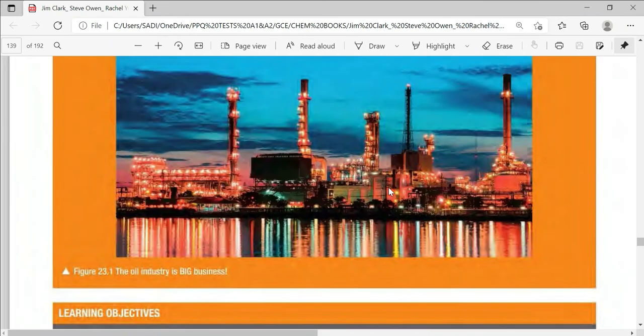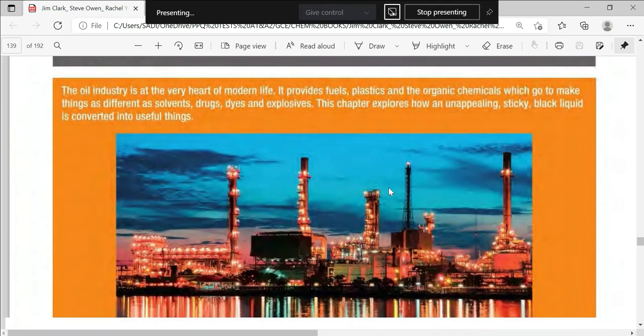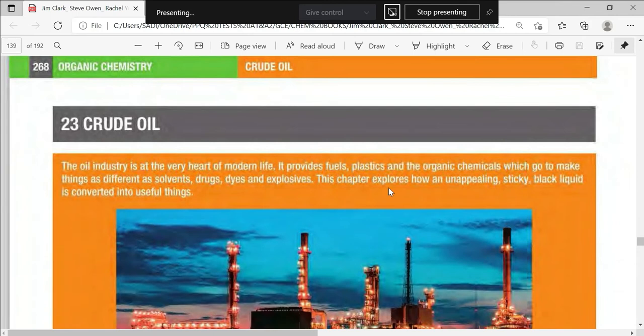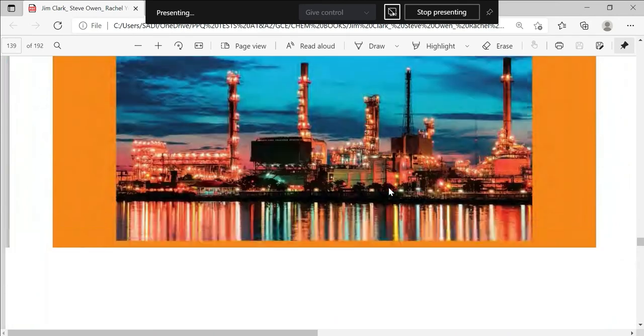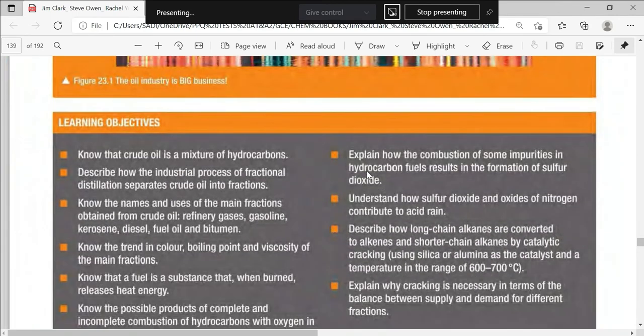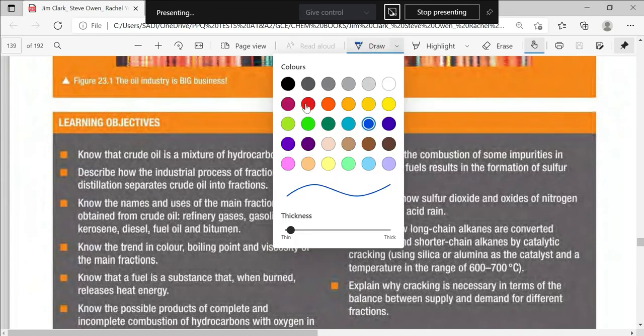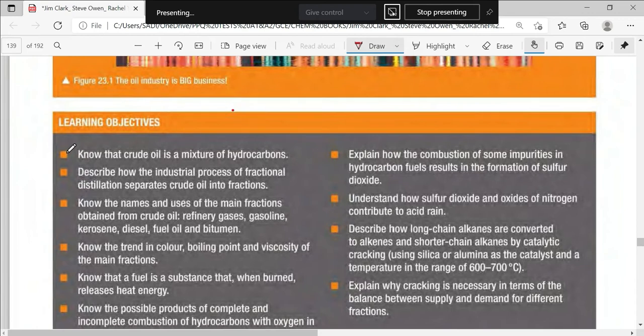That's from your book, Crude Oil, page number 268. What are our objectives for today's lesson? Number one, to know that crude oil is a mixture of hydrocarbons. Describe how the industrial process of fractional distillation separates crude oil into fractions.